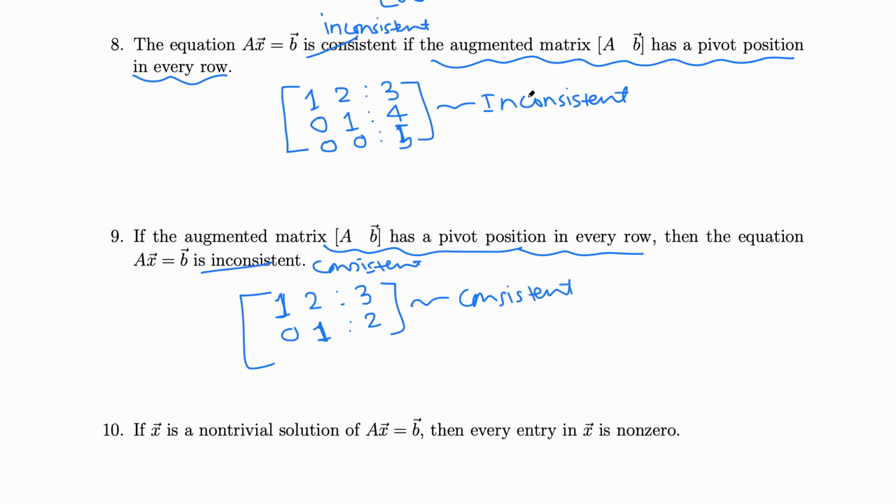So from these two examples, as you can imagine, the pivot position in each row of [A b] has nothing to do with the system being inconsistent or consistent. If the question says consistent, we can clearly make an inconsistent system. If it is asking inconsistent, then we can make it consistent as well.